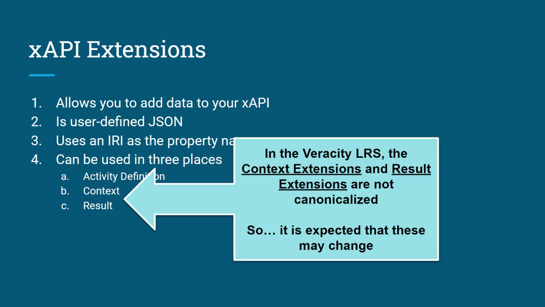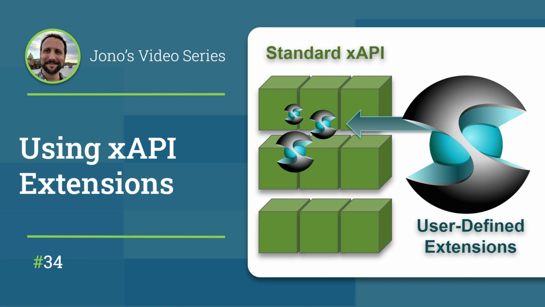These other two, context and result extensions, are not canonicalized, so it's expected that these may change in different statements. When one user sends a statement, you might have certain values for context or result extensions, and then they may change for the next user. I'll show you examples in just a minute about what these look like in the actual data. So let's go ahead and jump into a demo.